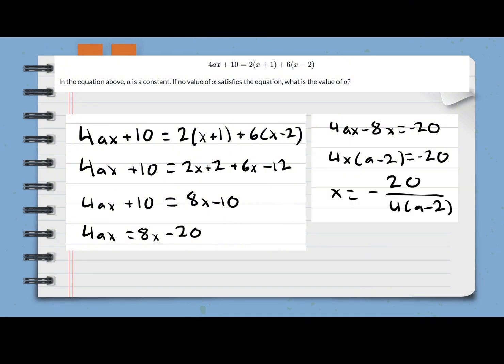by what is being multiplied to x, which in this case is that 4 times (a minus 2). And again, we're looking for a value of a where no value of x satisfies this equation. And this is the only solution for x here, meaning we have to make a be a number that will make this expression for x undefined, which in this case will be a equals 2, because anything divided by 0 is undefined and not a solution.